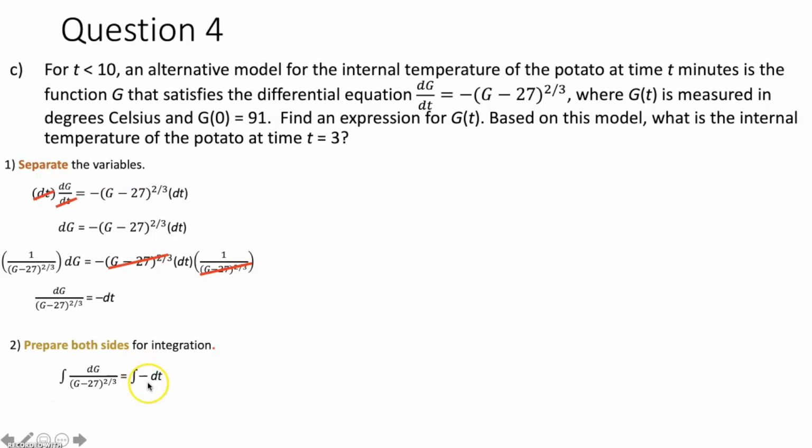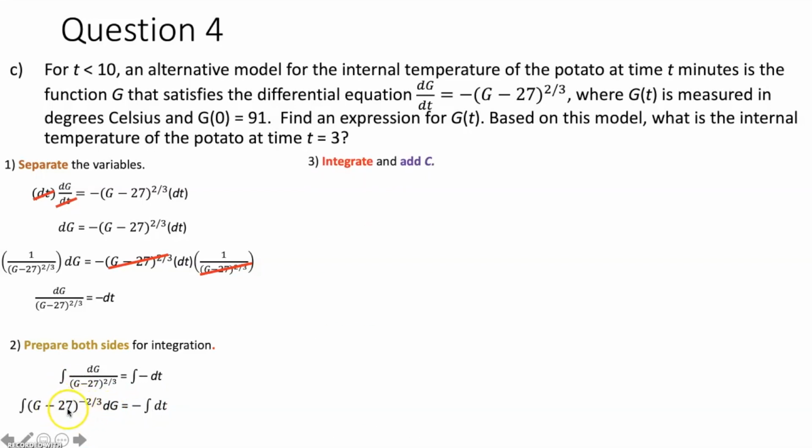Now over here, this negative 1 times dt, negative 1 is a constant that we can just move out front of our integral. On this side, g minus 27 to the 2/3 in our denominator needs to come up to the numerator. And when we do that, we have to give it a negative exponent. Now the reason we do that is because we're now ready to integrate. And when we do integrate on this side, we just have to use the general power rule.